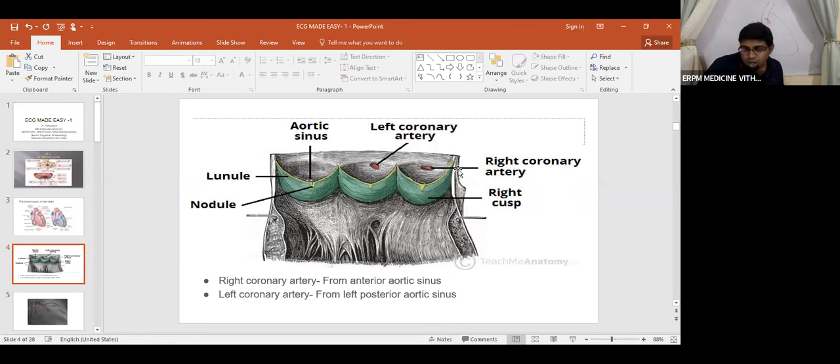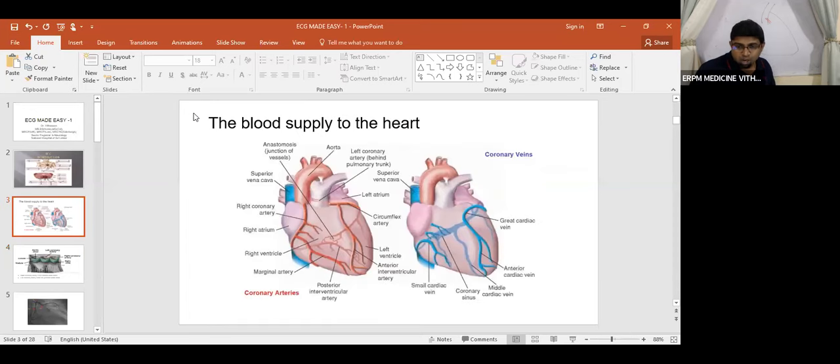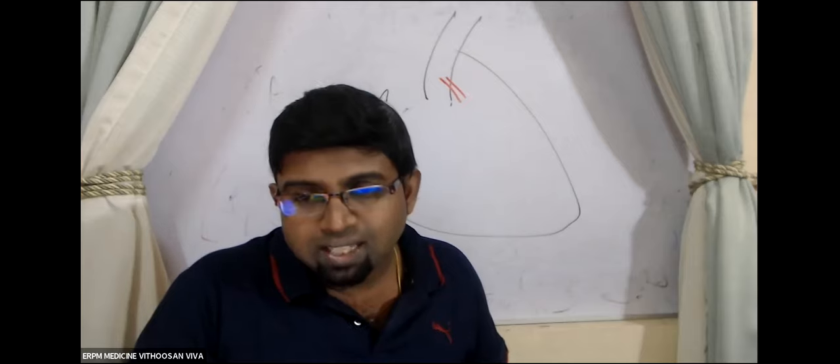At the origin of the aorta, it is starting from a cusp called the left posterior aortic sinus. If you look at the right coronary artery, it is starting from the anterior aortic sinus. Okay? Anterior aortic sinus.